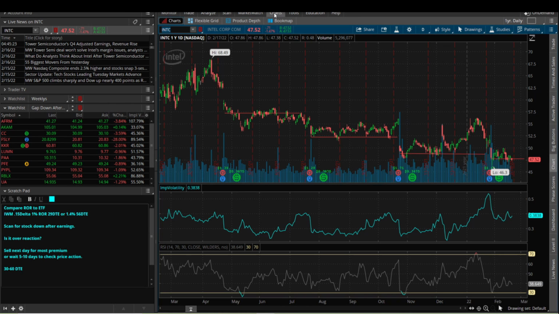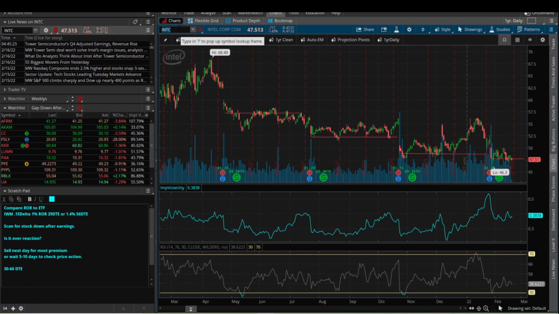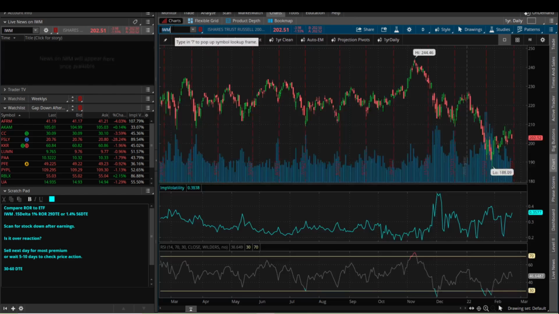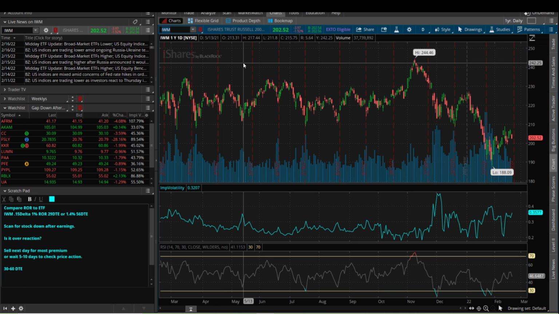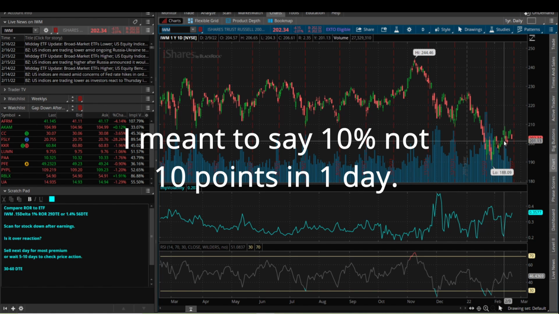So before we get started, the first thing that I want to do is compare what type of return is available in an ETF. And the IWM is the one that I like to use to compare this with. IWM is roughly an ETF of the Russell 2000. So there's 2,000 stocks in this ETF, so it's not going to have a bunch of huge daily moves. It can still trend up and down, but we're not going to have a big 10-point drop in one day with this ETF.